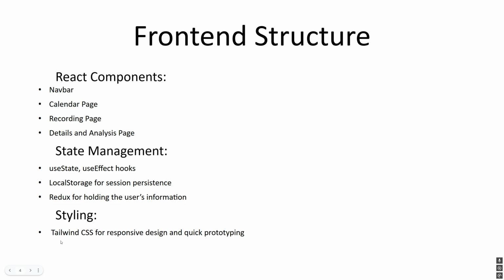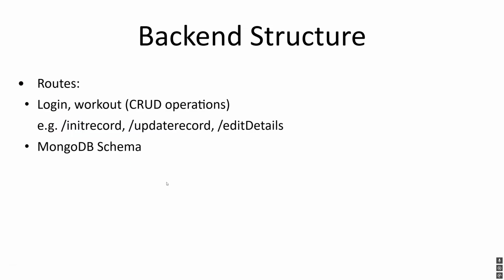And I'm using Tailwind CSS for responsive design and quick prototyping. For the backend structure, I mainly use these two routes, the logging and the workout. The workout includes some essential CRUD operations such as init record, update record, edit details, and so on. And it also has a MongoDB schema to validate the data input.